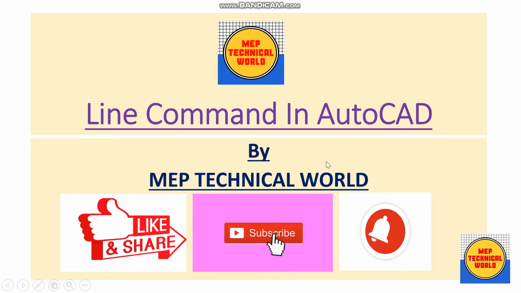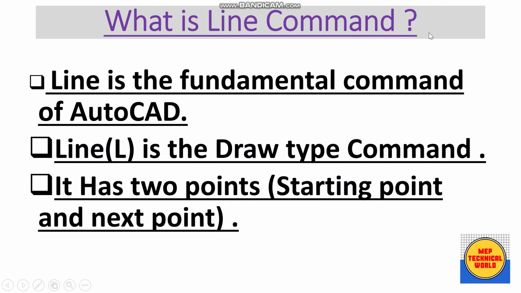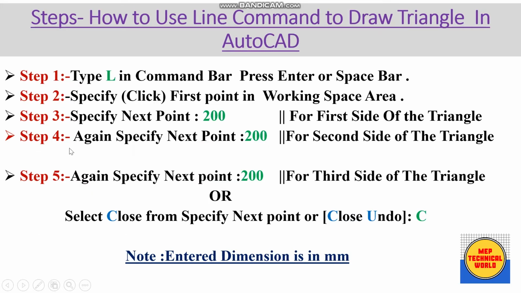In this video, we will learn about line command in AutoCAD. So let's start it. So what is line command? Line is the fundamental command of AutoCAD and line is the draw type command, and it has 2 points, starting point and next point. So now I'm going to discuss the steps how to draw the triangle using line command.